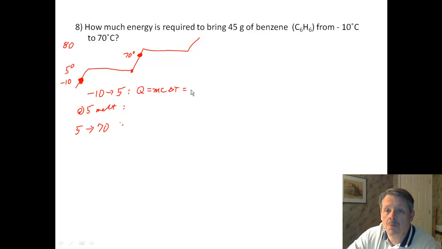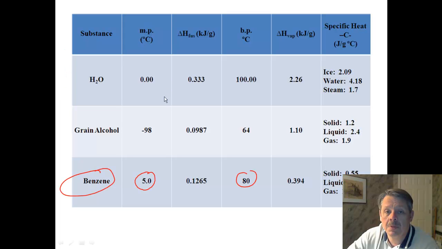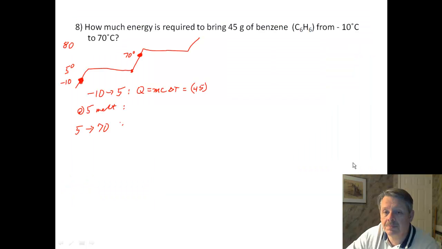and our mass is 45 grams. And what's our C? Well, we have to go look that up. So for solid benzene, these are our specific heats over here. Our specific heat for a solid is 0.55. So our specific heat for solid benzene is 0.55 joules per gram degree centigrade, and our temperature change we said was 15 degrees.